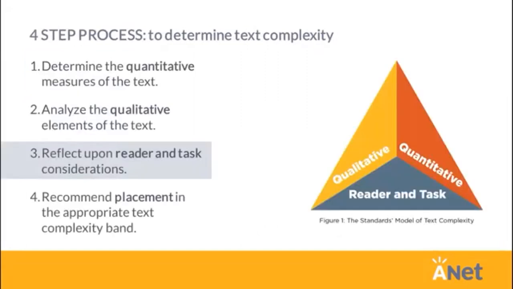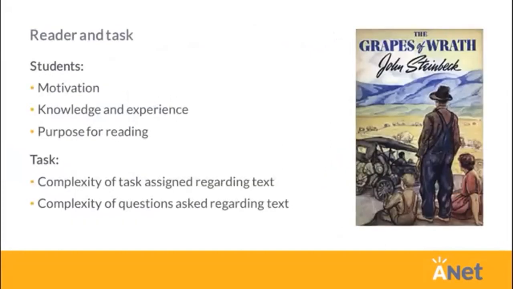Let's move on to looking at the last dimension, reader and task. When we evaluate texts along this dimension, we should consider the students and tasks we're going to ask. Considering where the text has landed using the qualitative and quantitative measures, you'd want to design tasks that mirror this grade band. When you think about the reader, you should consider their motivation, knowledge, and experience. We recommend that you use your expertise to design scaffolded and increasingly rigorous grade-level tasks.